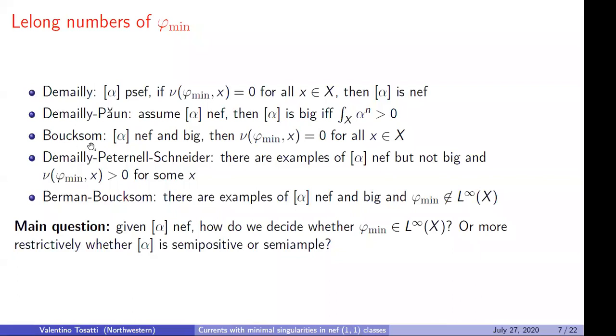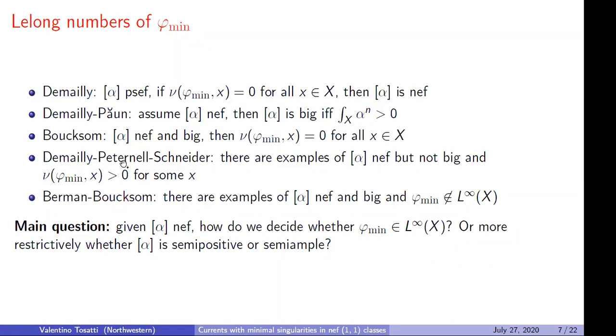And then Sébastien Boucksom proved that if alpha is nef and big, then indeed the current with minimal singularity has no Lelong numbers at all. Okay, so you see the gap. The first statement says if you have no Lelong numbers, then you're nef, and if you're nef and big, then you have no Lelong numbers.